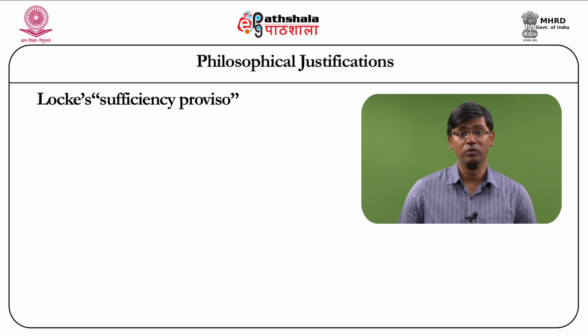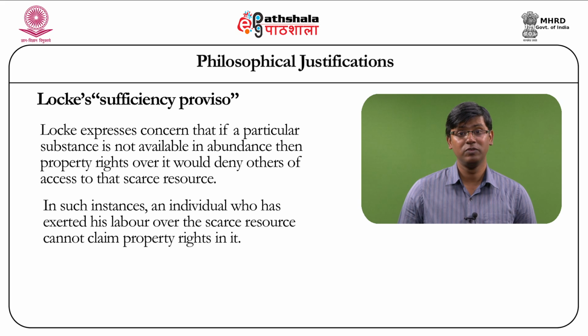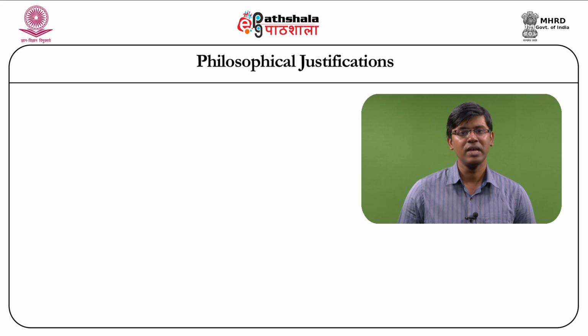exerts labor over it. Locke expresses concern that if a particular substance is not available in abundance, then property rights over it would deny others access to that scarce resource. In such instances, an individual who has exerted his labor over the scarce resource cannot claim property rights in it. Thus, Locke would have an objection if natural phenomena or natural resources like genes are monopolized, even if an individual has exerted labor to identify or discover its existence, as it would prevent others from using it for a certain period of time. But Locke's labor theory is not without its criticism.